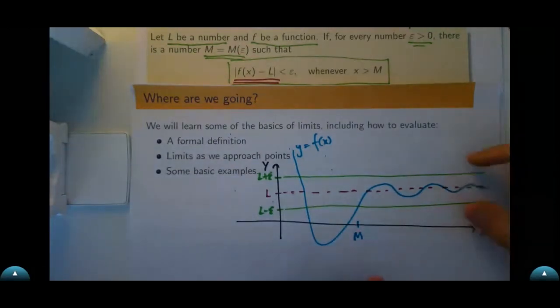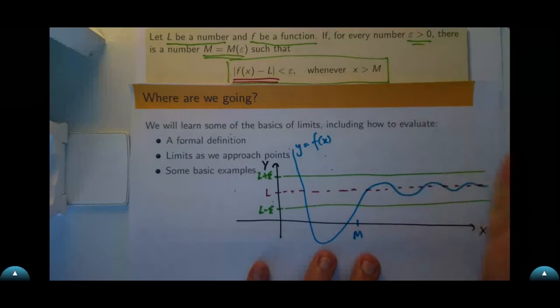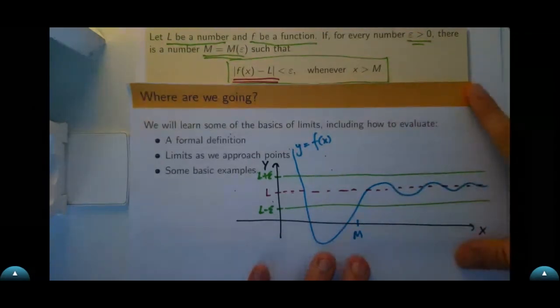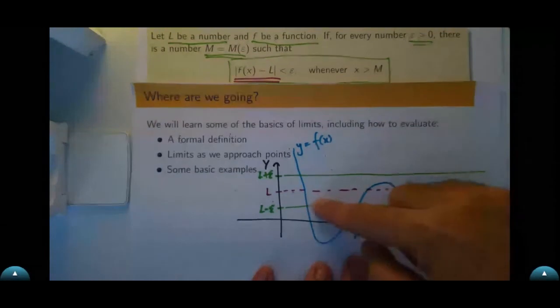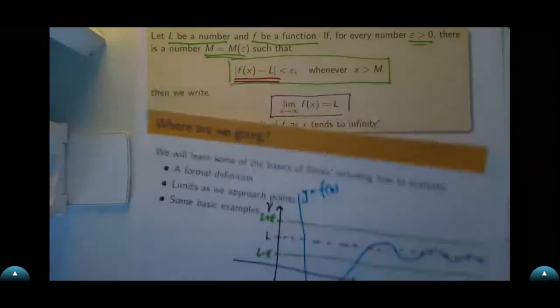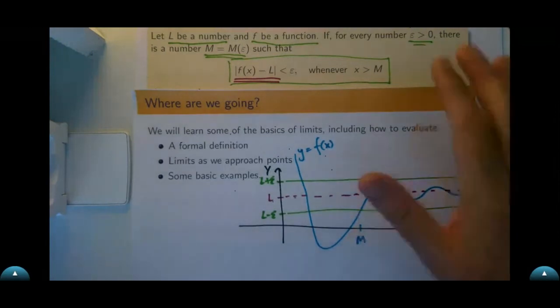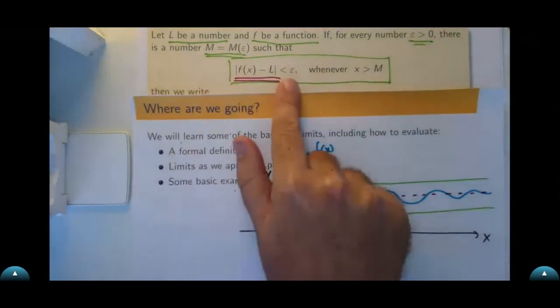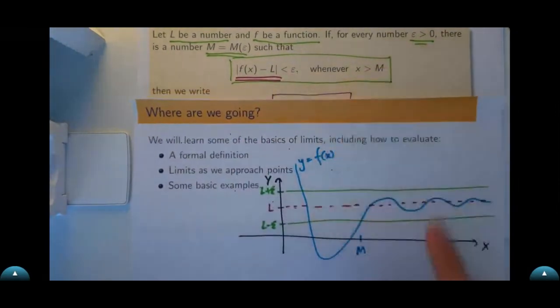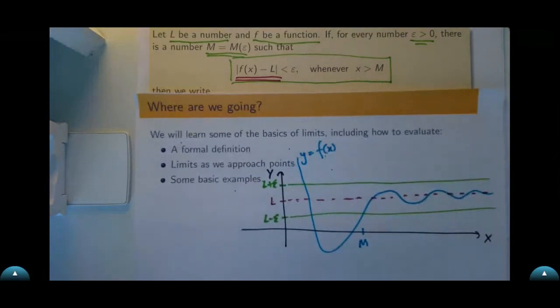Now, if this strip is really thin, then you probably have to go further to the right to get it to stay in the strip. If the strip is really fat, then you can probably come over here, right? And M's not so large. But this is what it means. This distance is small when x is large or large enough.